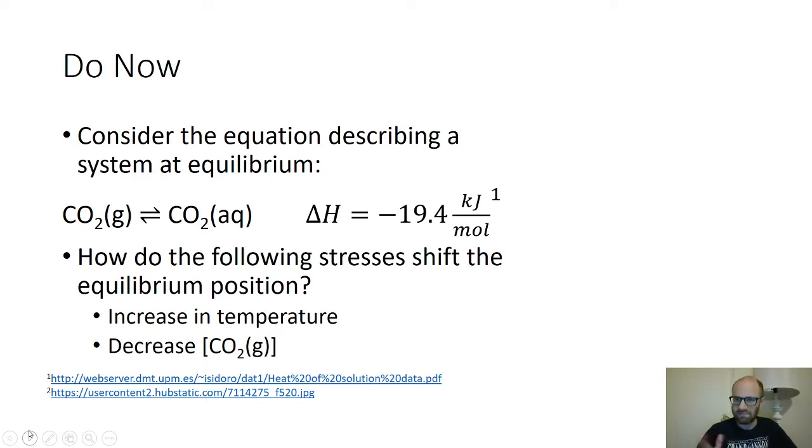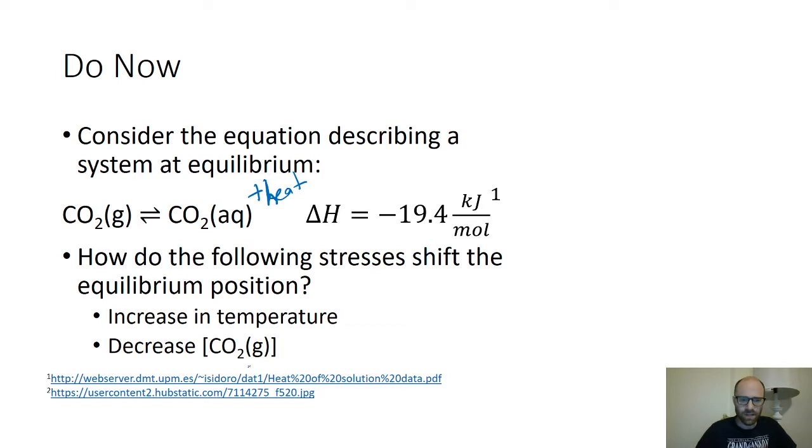We'll talk about it. So we have our very simple equilibrium here between carbon dioxide gas and carbon dioxide aqueous. This should be something you're kind of familiar with, because you see it frequently in daily life. We want to know about these two stresses we have, an increase in temperature and a decrease in the concentration of the gaseous carbon dioxide. Given the delta H value we have here, and that it's less than 0, citation below, we can say this is an exothermic reaction, so that heat is a product.